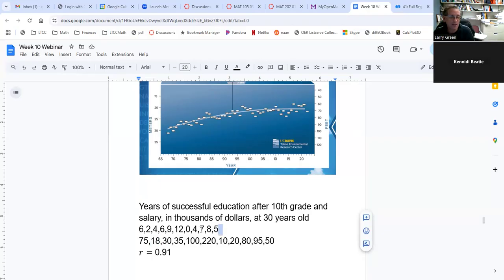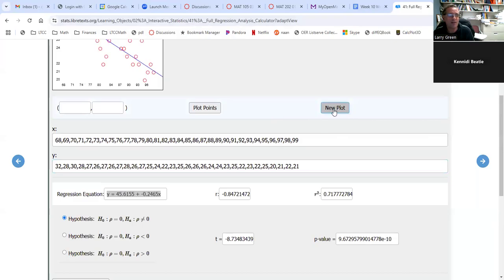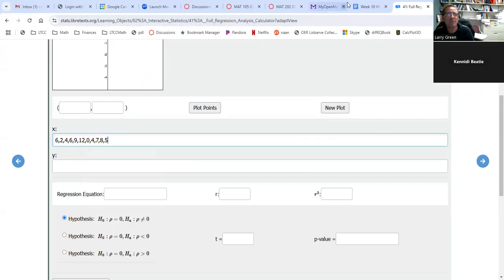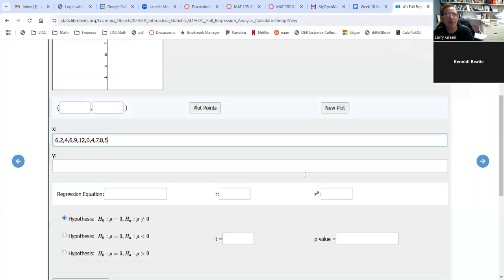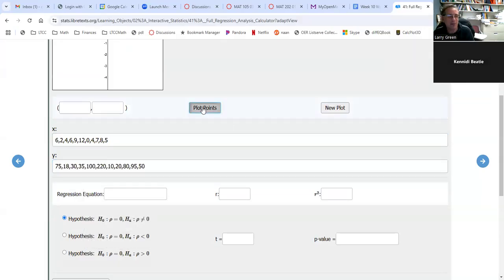Okay. So we could do the same thing. You can take this data in. I'm going to go new plot. That erases everything. I can pop in the data. And then I can take this data in. And I'm going to pop this one in. And plot points.